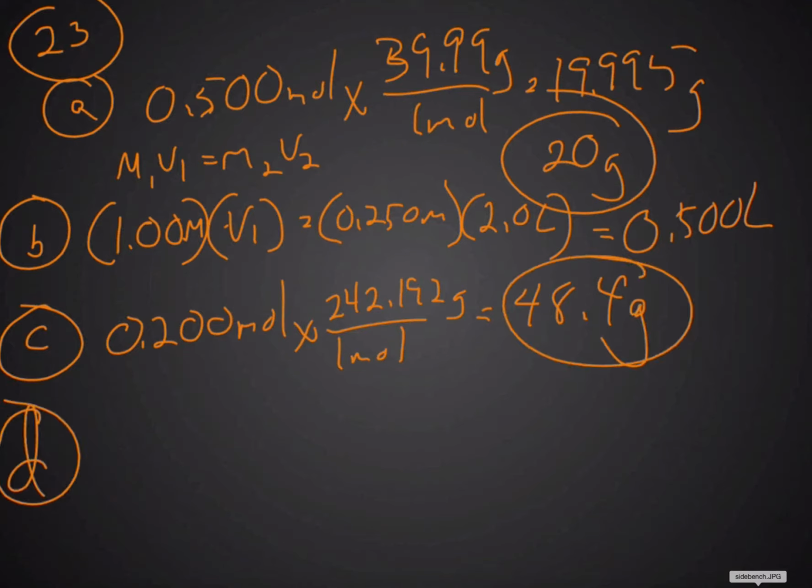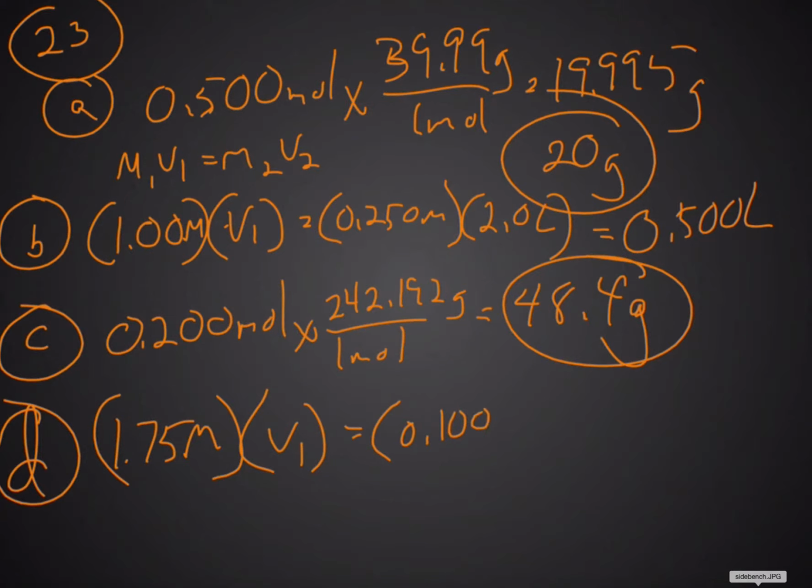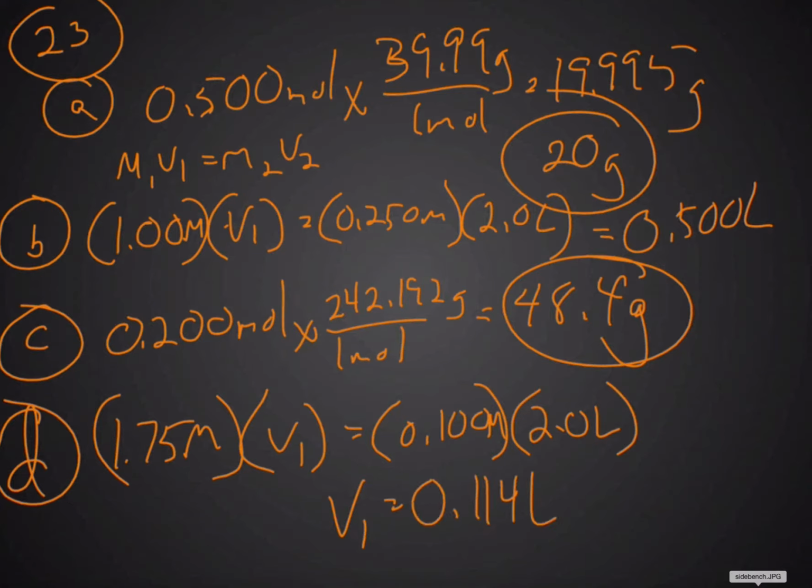And then the last one is another dilution. If we start with 1.75 molar, how much would we need to start with of the concentrated solution if we wanted to end up with 0.1 molar solution and a volume of 2.0 liters? And that comes down to our starting volume. We need 0.114 liters, or 114 milliliters.